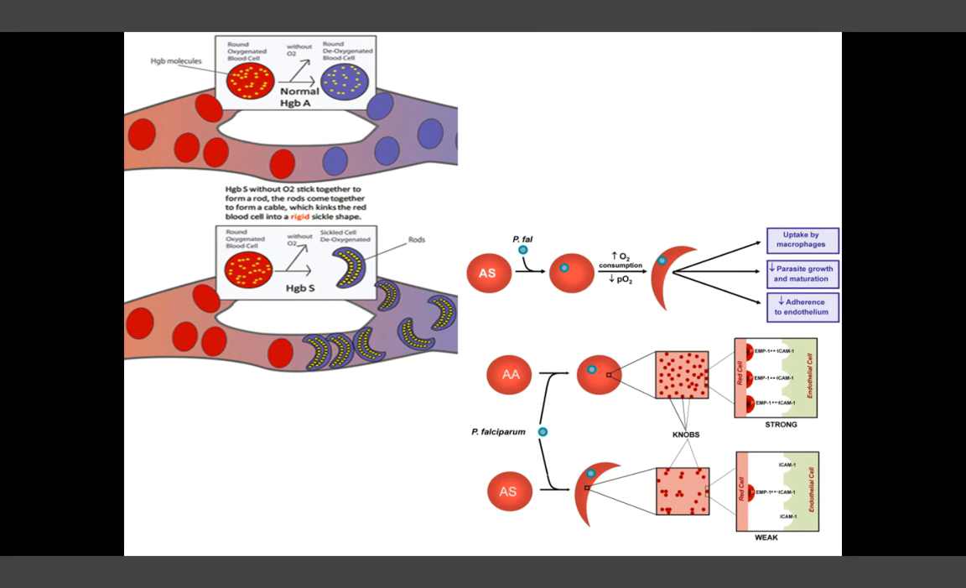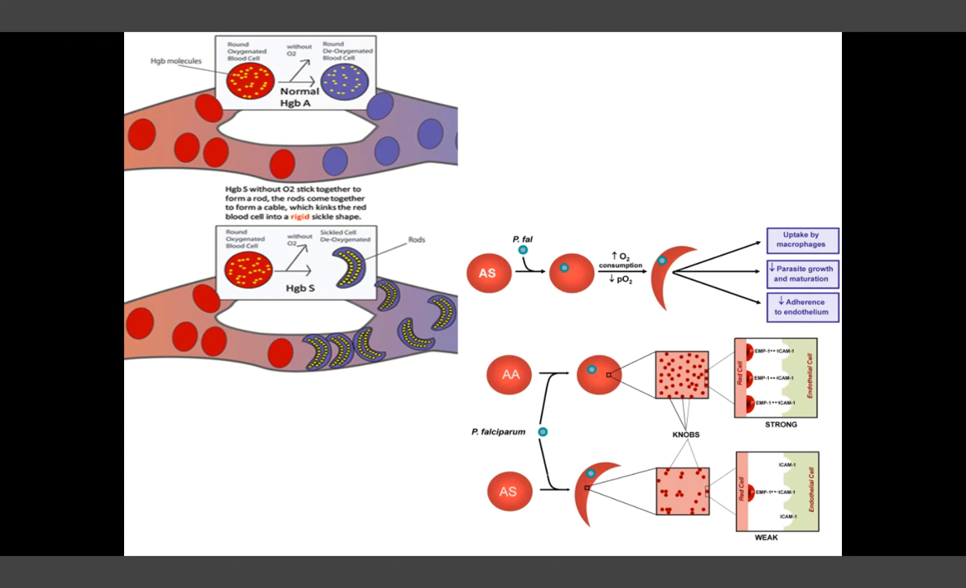Let's focus on the diagram to the left. We can see that in the presence of low oxygen, the normal hemoglobin does not sickle. Yet we can see that from the bottom of the image, in the presence of low oxygen, hemoglobin will stick together to form a rod. These rods come together to form a cable, which kinks the red blood cell into a rigid sickle shape. Why is this phenomena critical to the survival of individuals in areas of high malarial infection? To answer that, let's take a look at the graphic to the right.